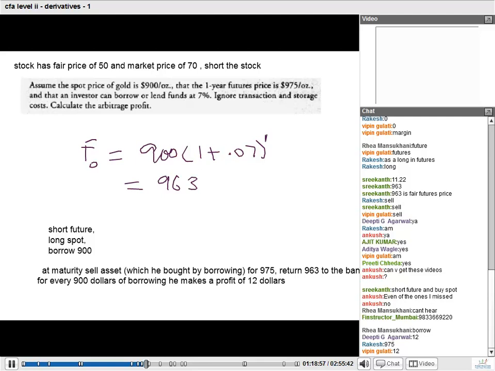Had he borrowed $1,800, he would have made $24. So the more he borrows, the more arbitrage profit can be made. Theoretically, he can make infinite amount of money. If the market remains like this, he can borrow infinite amount of dollars and make infinite money. Obviously, when he starts buying more, the price of the spot will either go up or the price of the futures will come down, such that the arbitrage opportunity does not persist for very long.